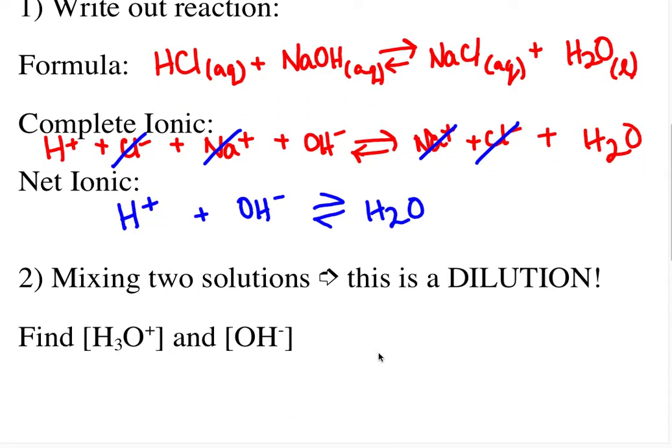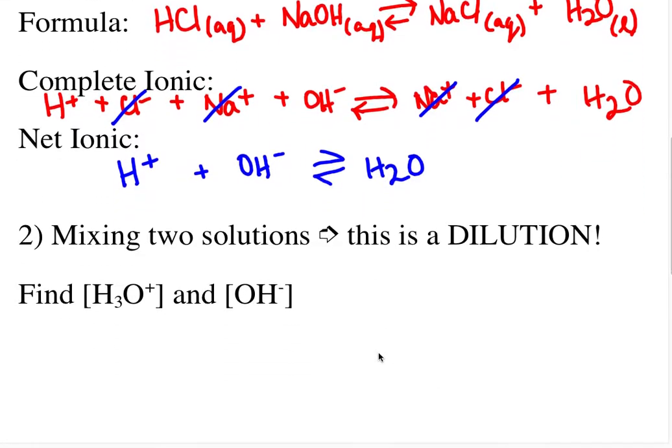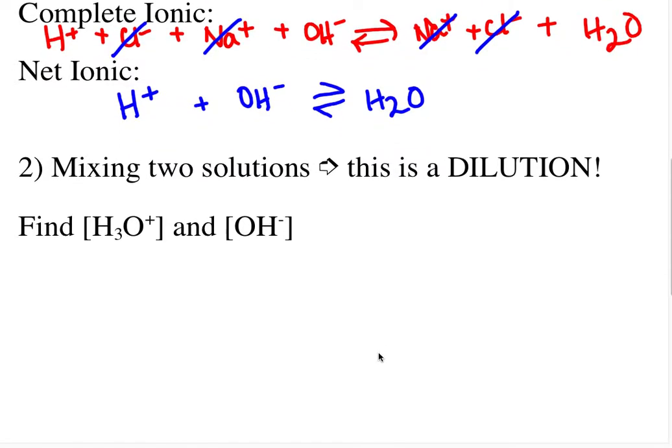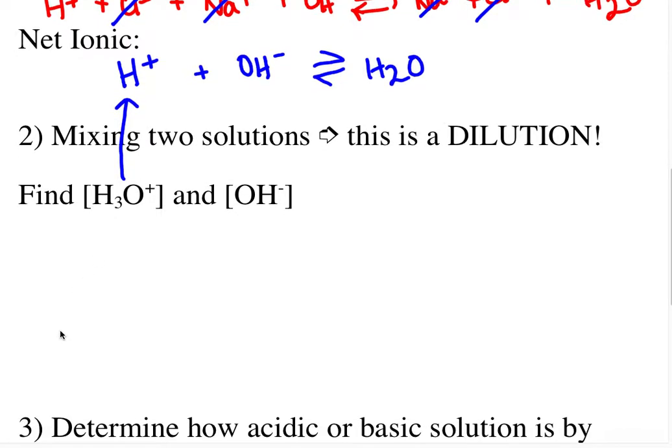Okay, next part, step 2. We're mixing two solutions together. So we have to do a dilution calculation to figure out what is the concentration of our hydronium and what is the concentration of our OH in this particular solution. Remembering that this H plus is actually hydronium, not just H. So using the initial concentrations that you have, we know that the H3O plus has a 1-to-1 ratio with our HCl, because there's one H plus ion in there. And it's just a dilution calculation.